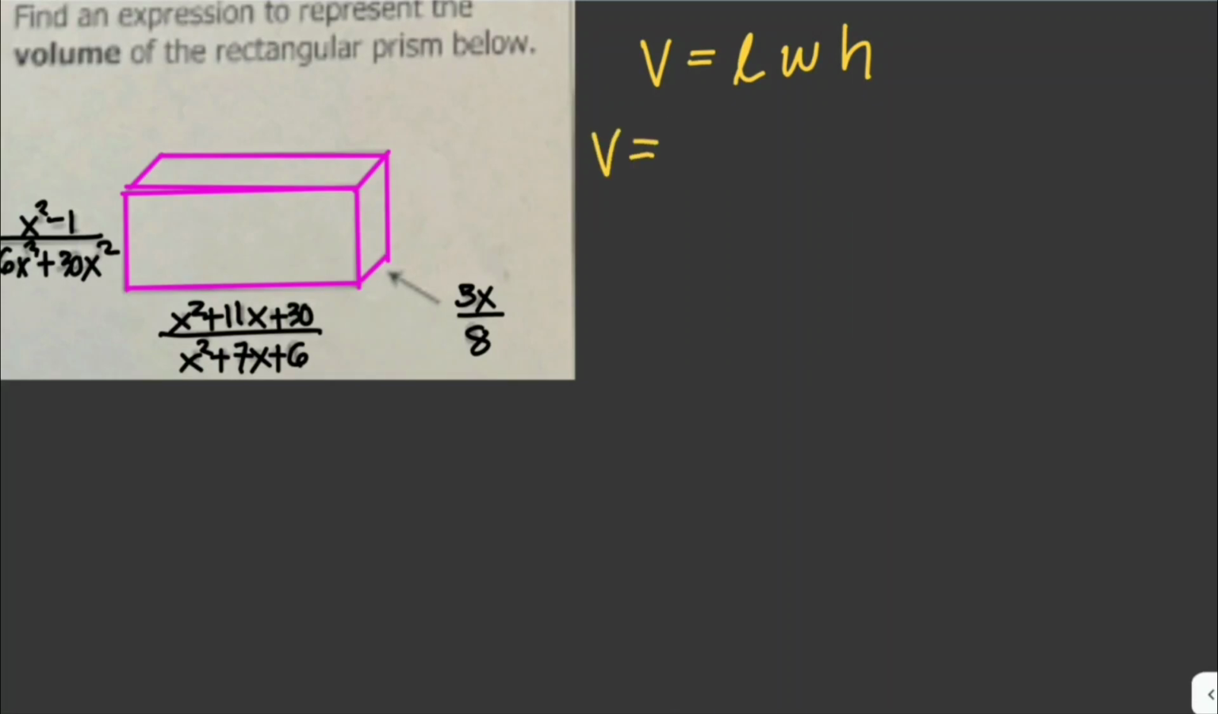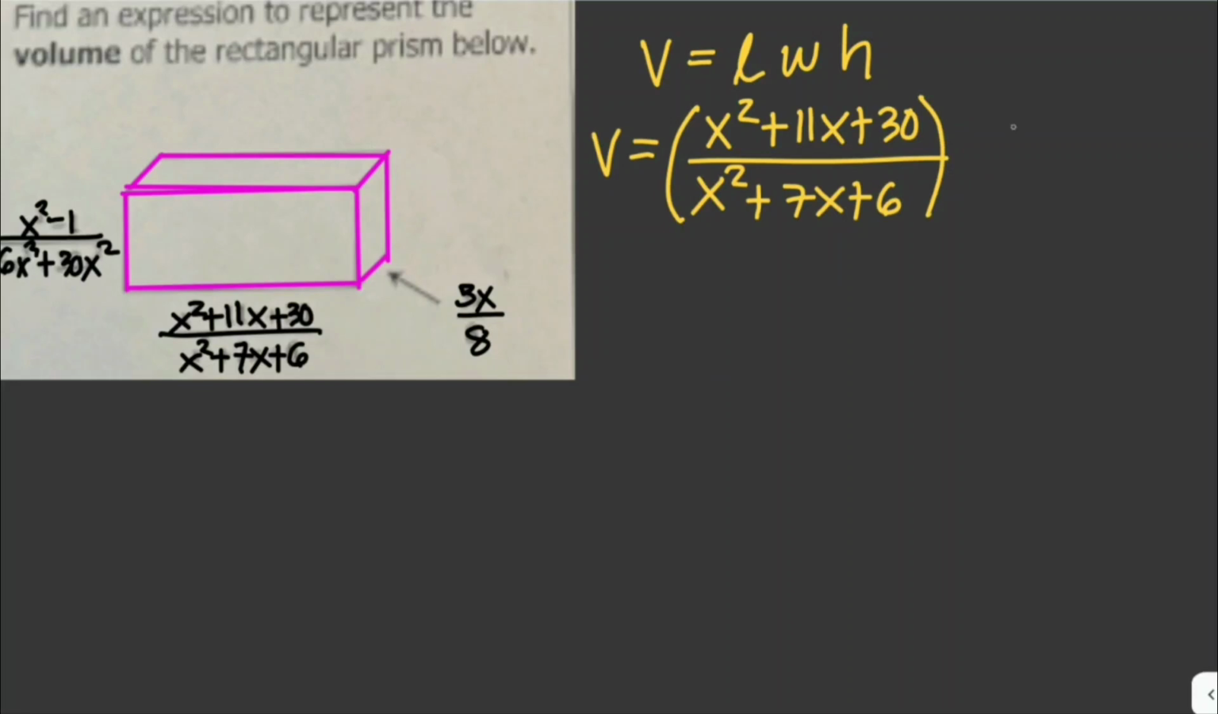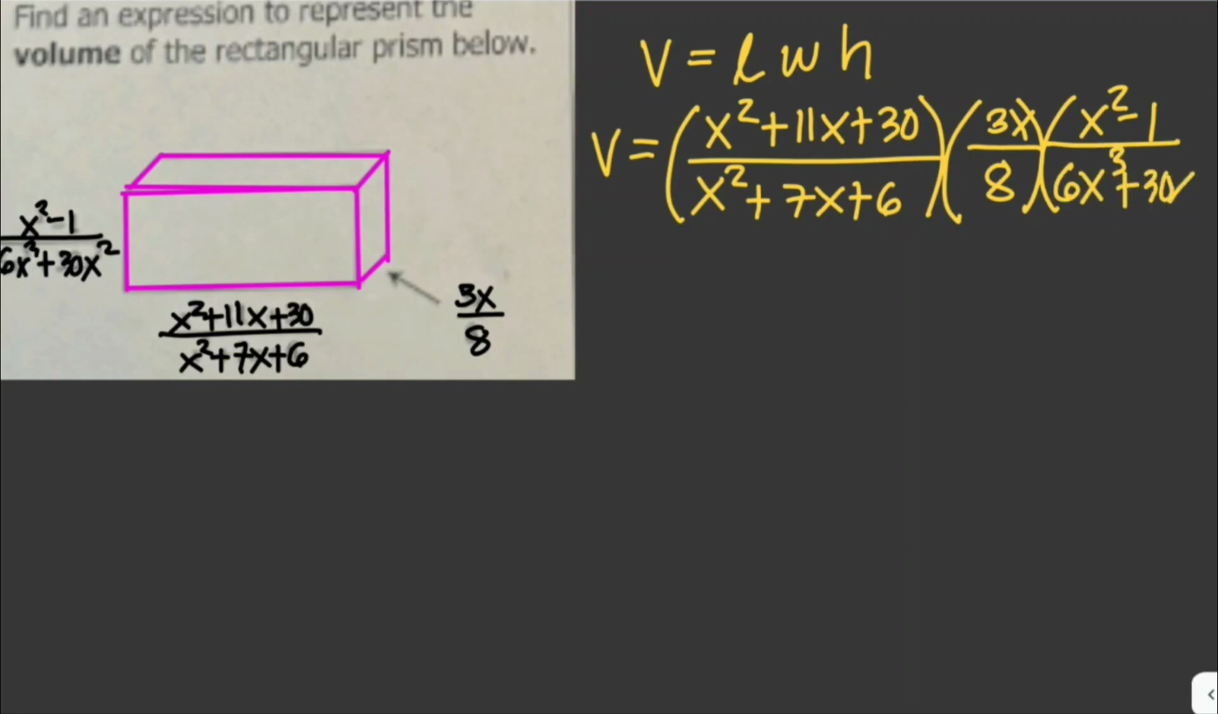So that would be volume equals the length, which is x squared plus 11x plus 30 over x squared plus 7x plus 6, times the width, which is 3x over 8, times the height, which is x squared minus 1 over 6x cubed plus 30x squared. Then we can simplify everything.